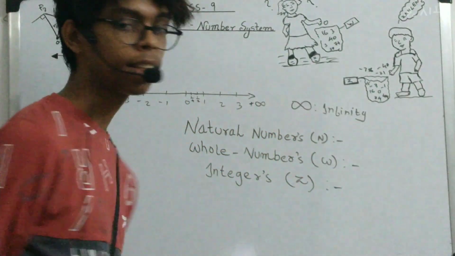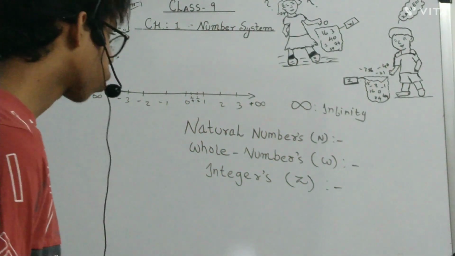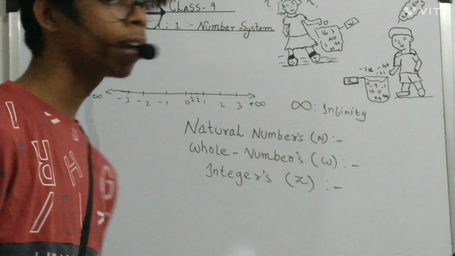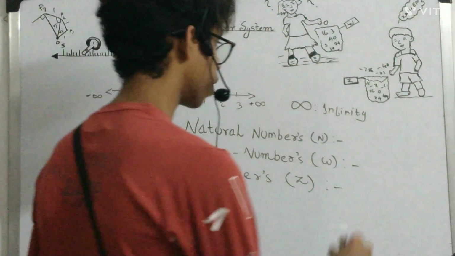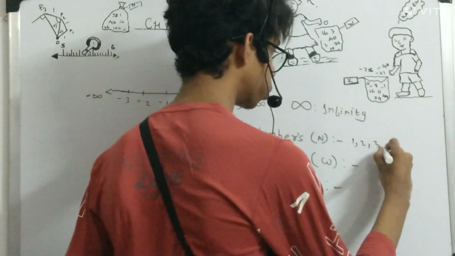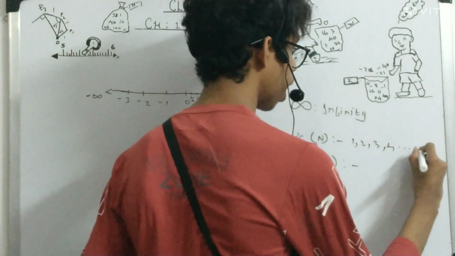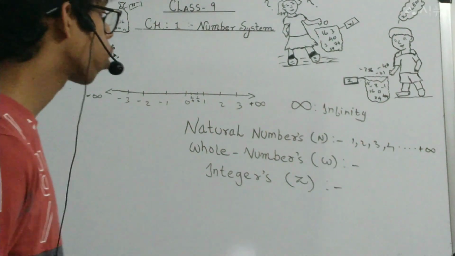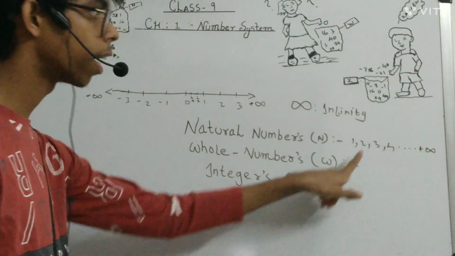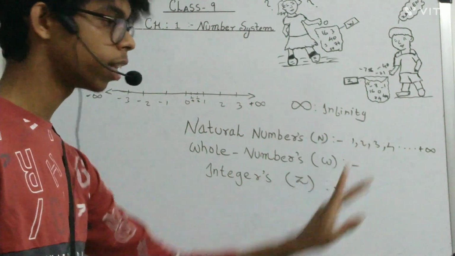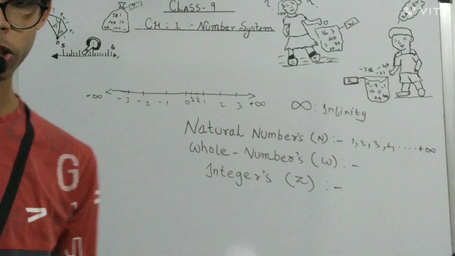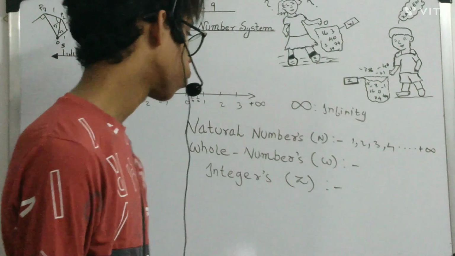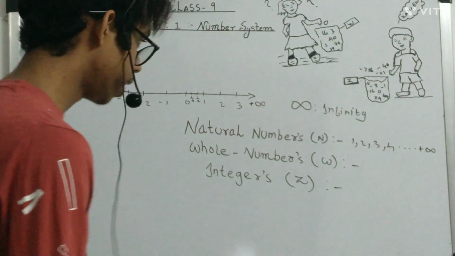Natural numbers are the non-decimal positive numbers up till infinity without including 0. For example, 1, 2, 3, 4, etc. up till positive infinity. This set of numbers is called natural numbers. These are positive numbers and they should not be decimals. These should be non-decimal numbers, up till positive infinity.